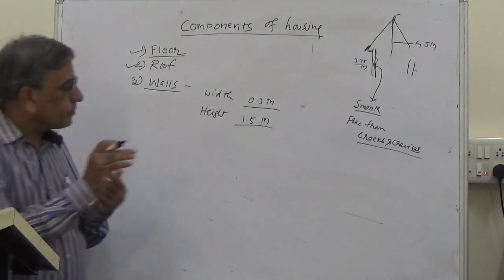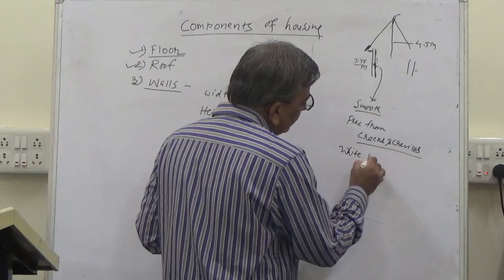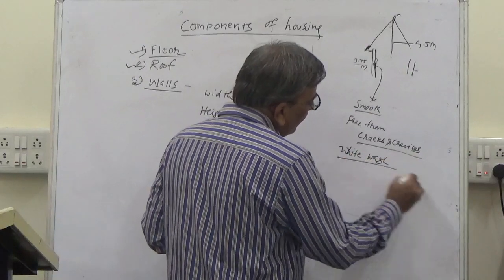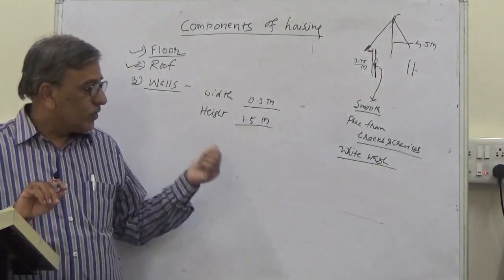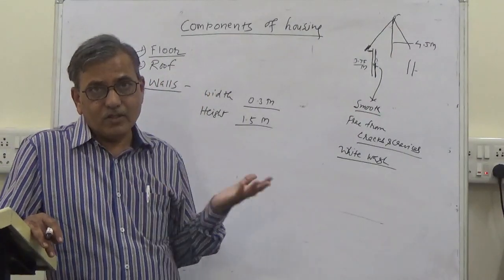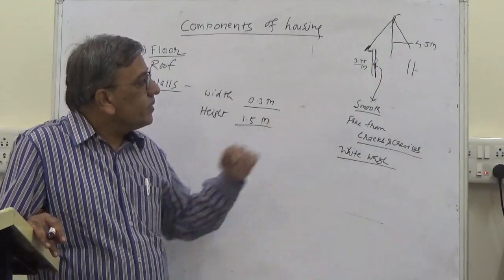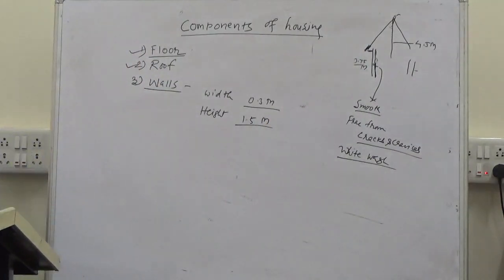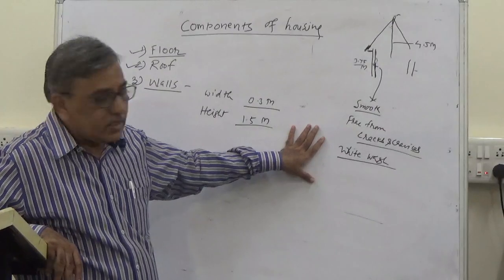painted, or it should have a whitewash for disinfection purpose. Whitewash is also required for reflection of light inside the house. So these are the basic requirements as far as the walls of the house are concerned.